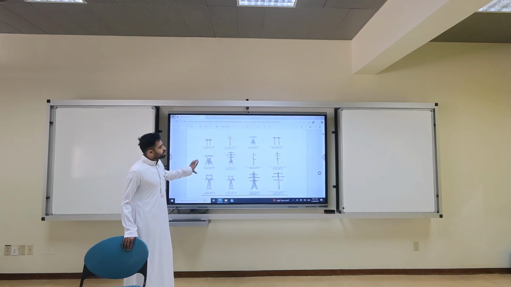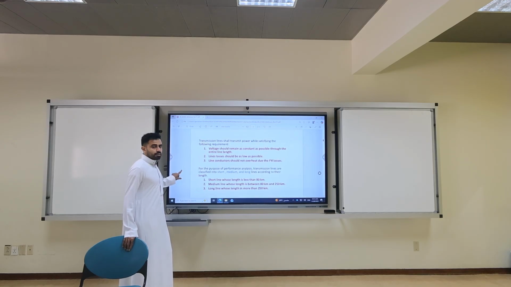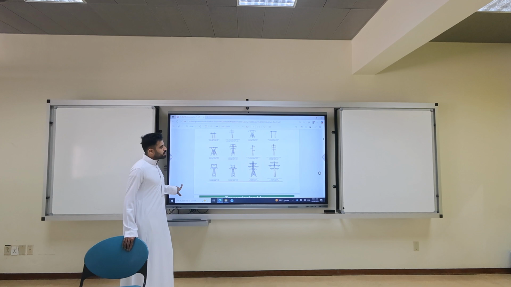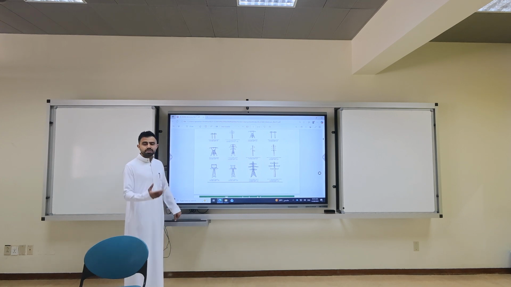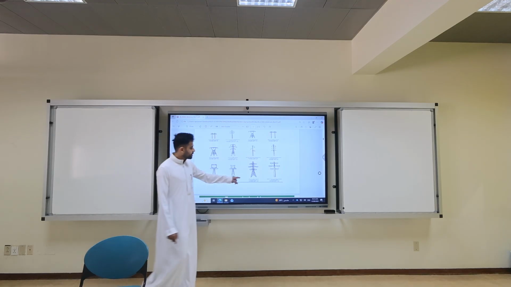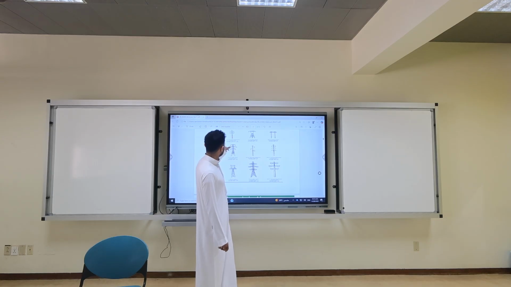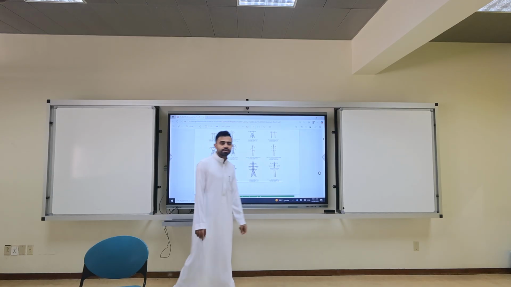So these are some of the tower shapes that we see, H frame, etc. Some of them are old. It depends on the civil engineers who design it. I think they are distribution. 500 kV, 500 kV, 500 kV, 500 kV, 230 kV, 230 kV, 230, 150, 150. All transmission.